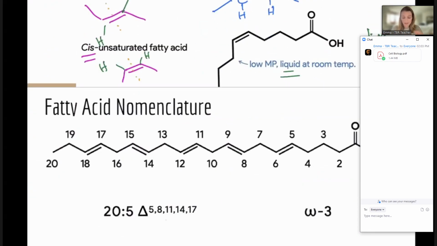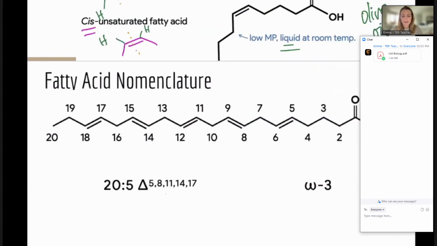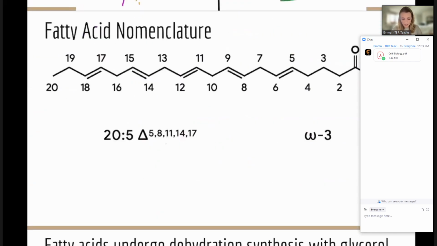Sometimes this does pop up on the MCAT, so I just wanted to include it, but fatty acid nomenclature is going to follow a procedure like this, where you have different numbers. It's different than nomenclature for naming chemical compounds, where you'd say, oh, that's a 2,3 carbonyl, whatever it is.